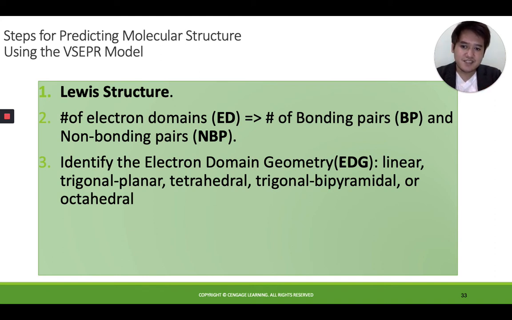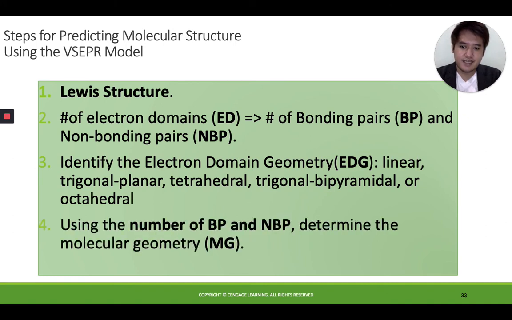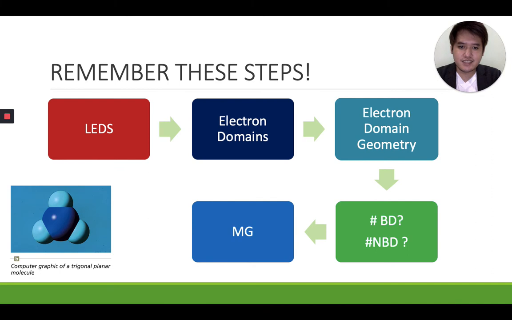Now, the next step is for us to identify the electron domain geometry, or the EDG, which can be classified into linear, trigonal planar, tetrahedral, trigonal bipyramidal, or octahedral. And then using the number of the bonding domains and the non-bonding domains, we determine the molecular geometry. Here is a schematic of the steps.